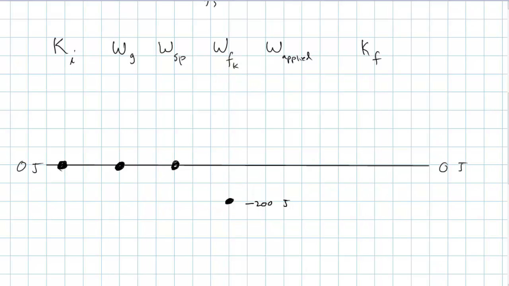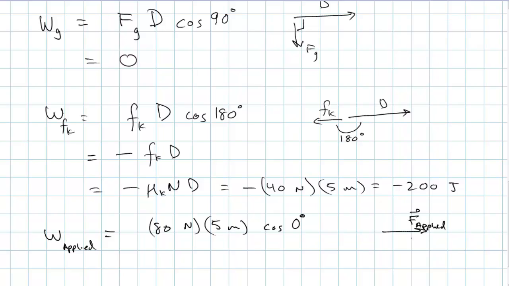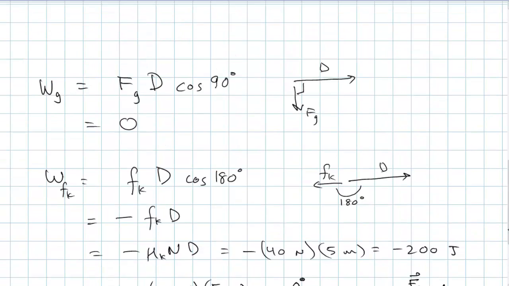The applied force is 80 newtons. It's being applied through a distance of 5 meters, and the angle between them is 0 degrees. The applied force and the displacement are in the same direction. Okay, so we get positive 400 joules.